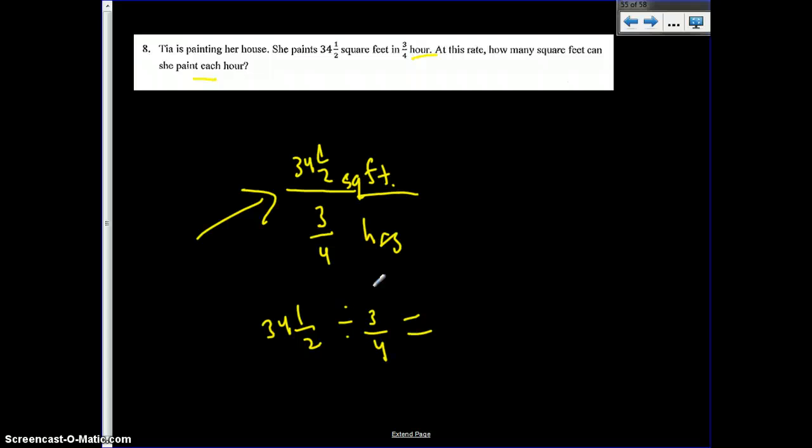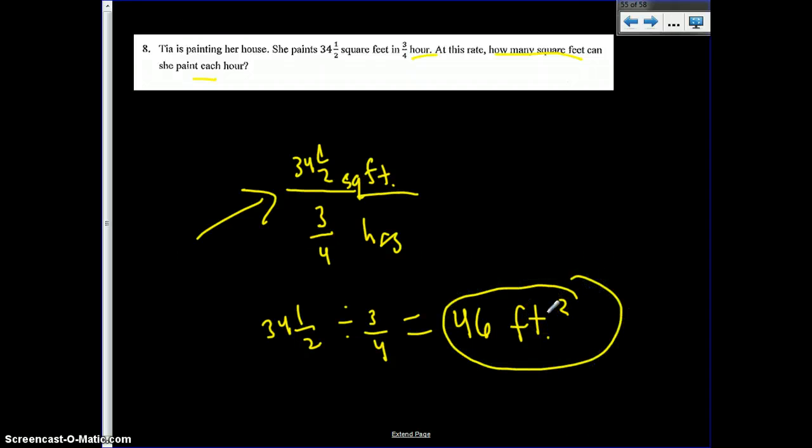46. What'd you get? 46. Yeah, 46, and it says how many square feet each hour. So we found how many square feet, and the easiest way to actually do that is to put feet squared. Like that. Any questions about that one? So sometimes you will have a fraction on top of a fraction. You just have to remember that means divide and make it a division problem.